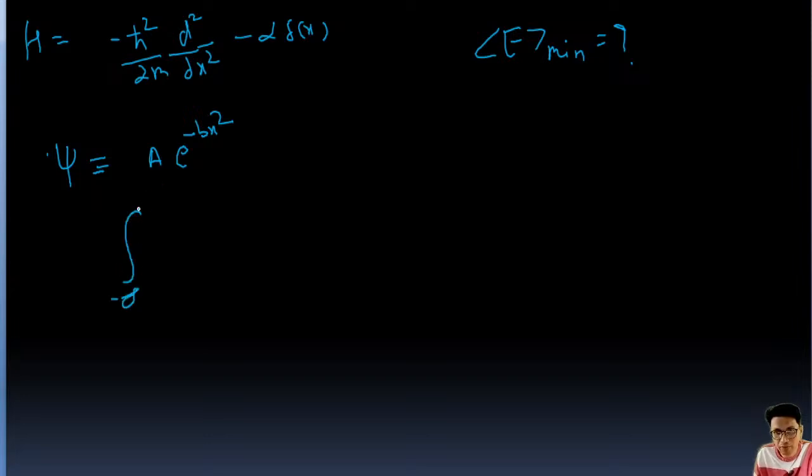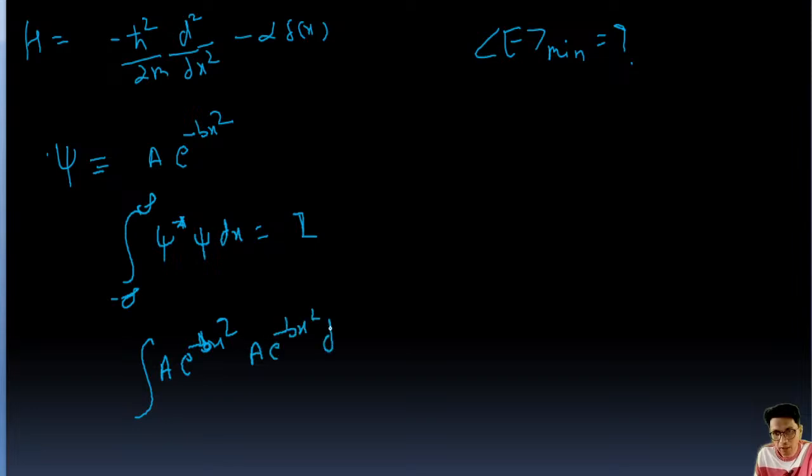So this is minus infinity to plus infinity, psi star psi dx is going to be 1. So we'll put the value here. Psi star, there is no imaginary term, right? So psi star is also the same. So this is A e to the power minus bx square, and then A e to the power minus bx square dx, minus infinity to plus infinity, that is going to be equal to 1.